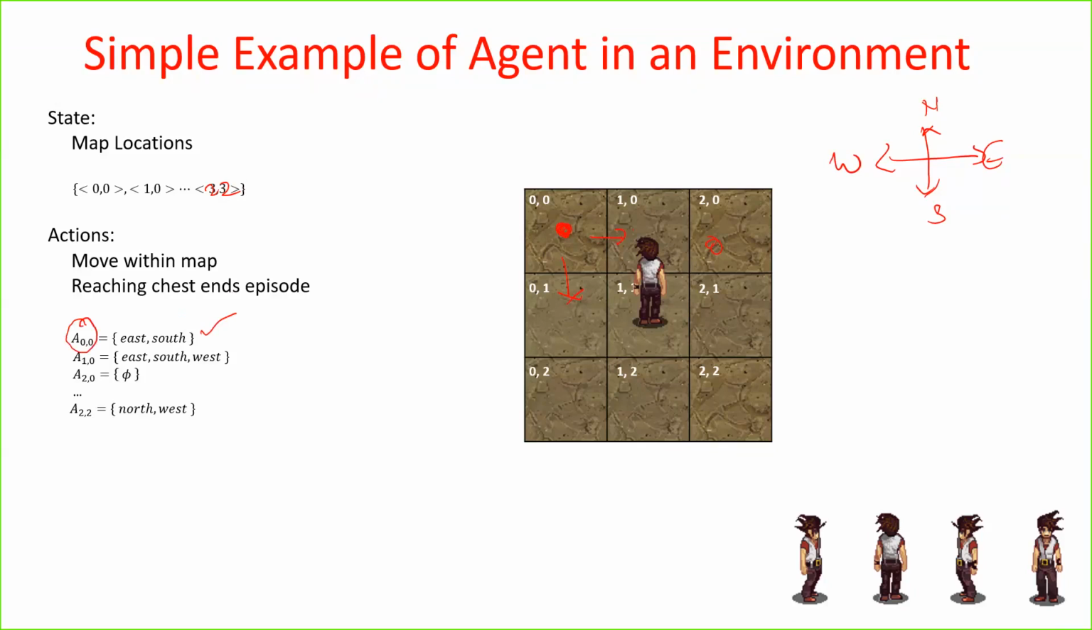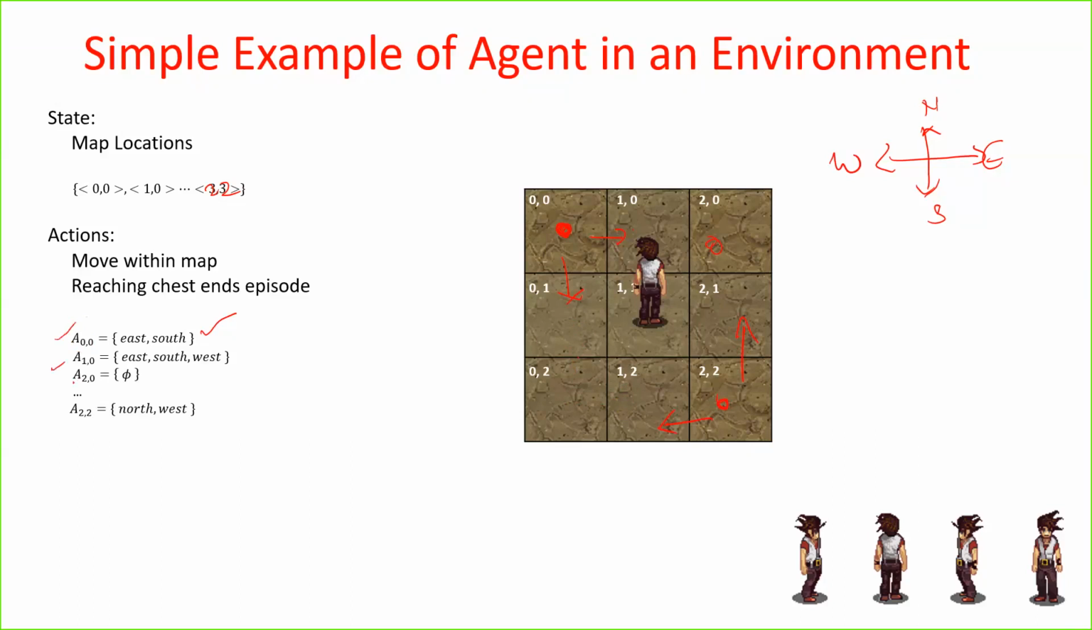Can you tell me what are the possible actions if the agent is at the 0,2 location? North and east. This is north, this is east. Two possible actions. What are the possible actions if the agent is at 2,2? He can move either north or west, right? So this is the action space defined for each and every possible state in the environment.